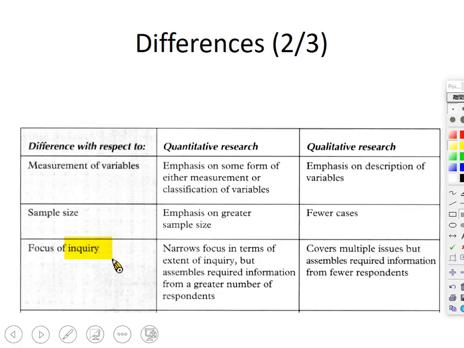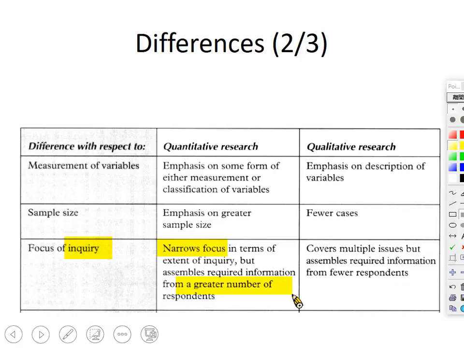So we have a larger sample, but our questions are comparatively smaller in size. We have only a few questions. So we narrow down our focus. We do not try to have a deeper understanding of the phenomenon. Because we want to collect from a large number of respondents, with a smaller size of questions, right? So it's just the opposite of the inquiry for qualitative research.